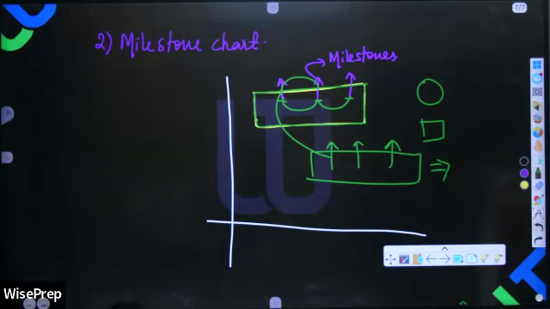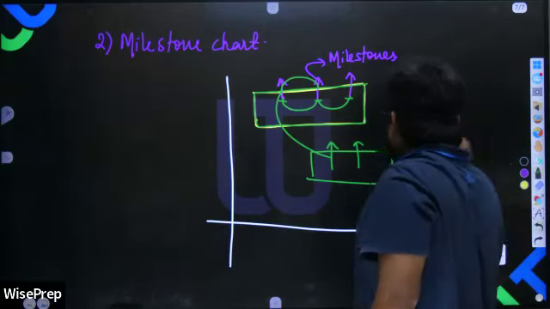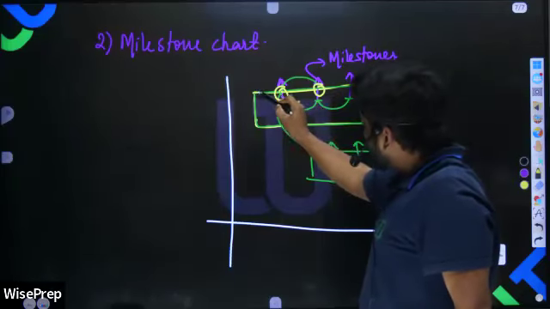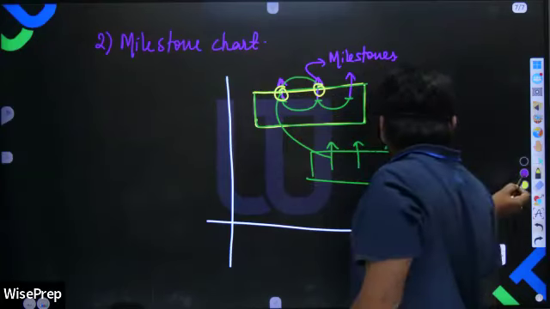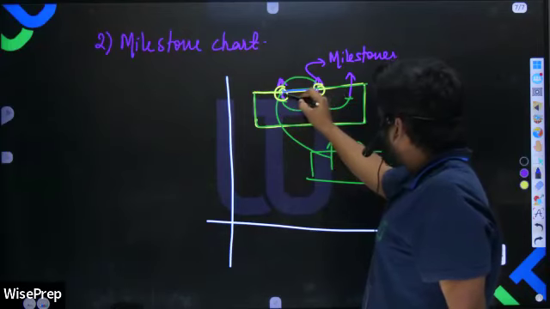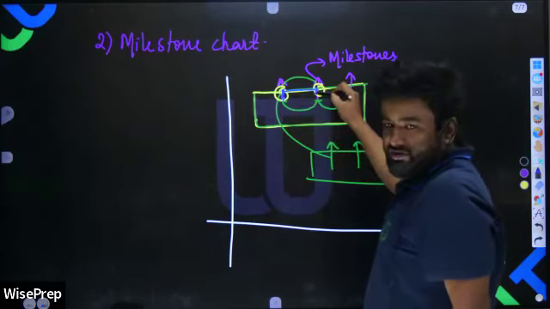See here, bar chart is activity oriented, while milestone chart is event oriented. All right. Event means the point at which the activity gets started or it's completed. Let's see here. This is an event. This is an event. This shows the completion of this sub activity. This shows the starting of this sub activity.